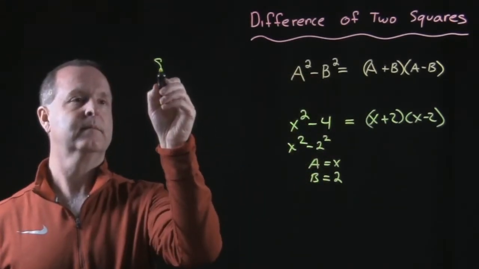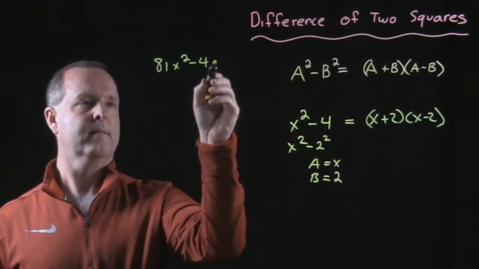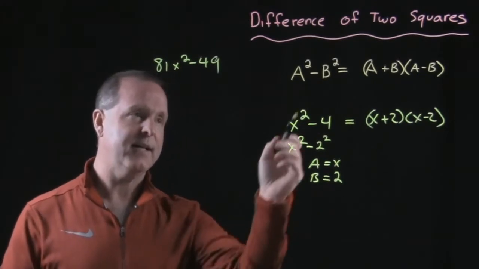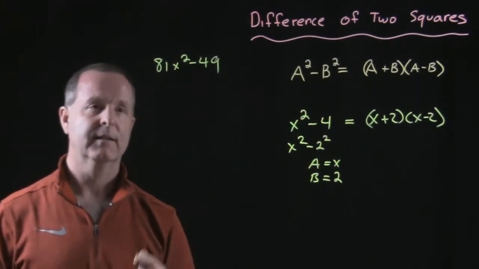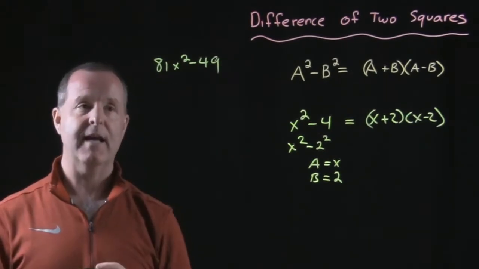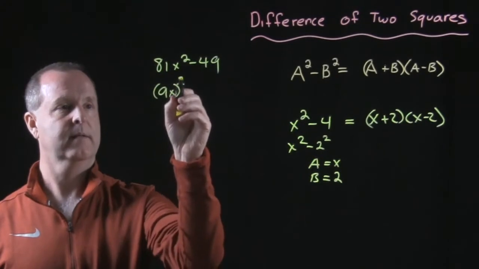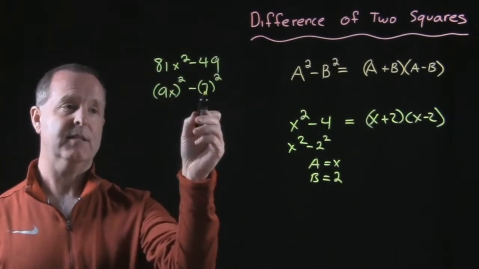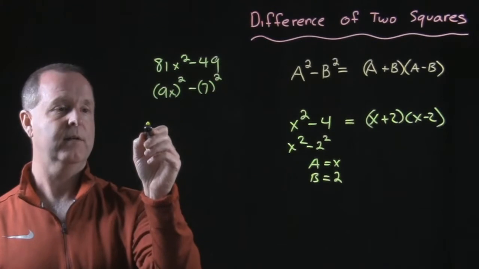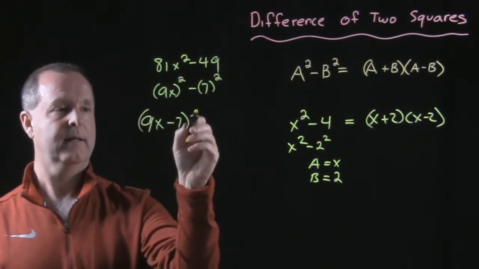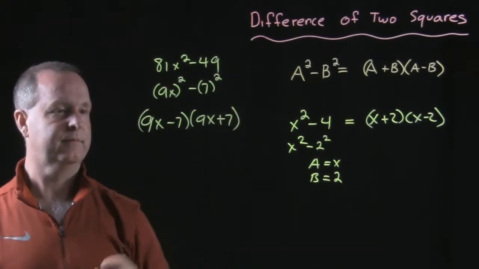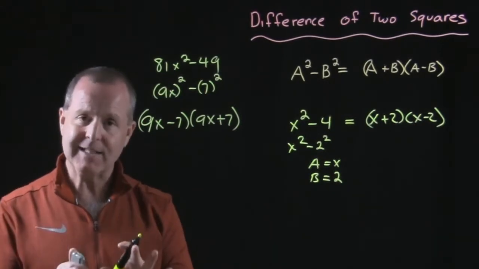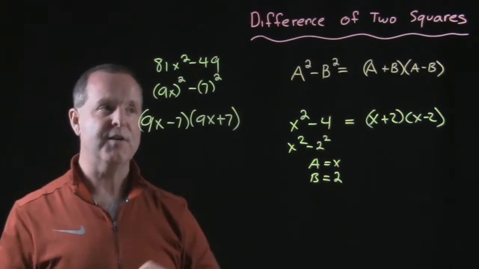81x squared minus 49. Can you recognize that as a difference of two squares? And if you can, you're able to use this special pattern that we have here. This is really 9x squared minus 7 squared. So I have two numbers squared. My a is 9x, my b is a 7. So that factors down into 9x minus 7 and 9x plus 7. Factoring's done, if you can remember this difference of two squares. And I hope you can, because it's going to surface many, many times on your mathematical journey from here on out.